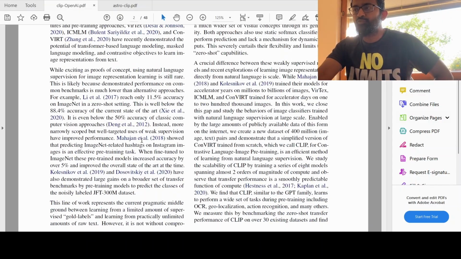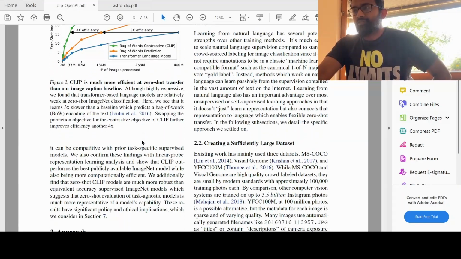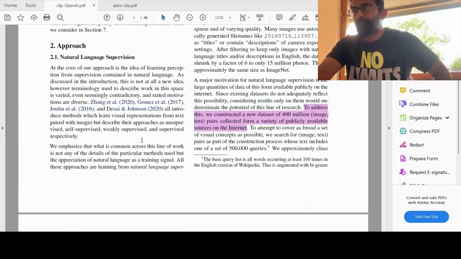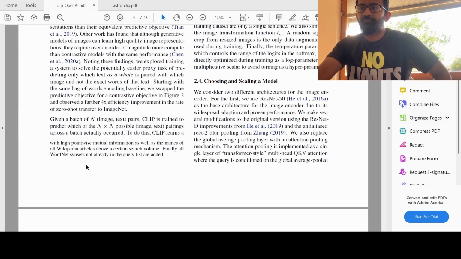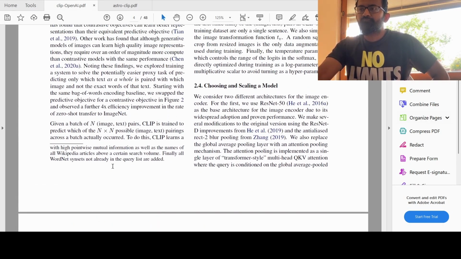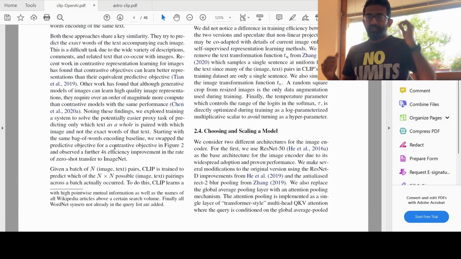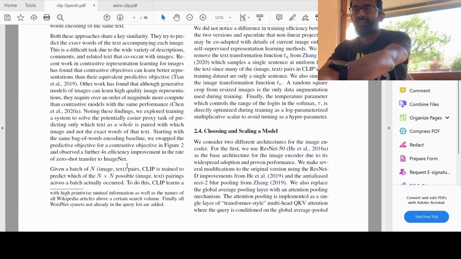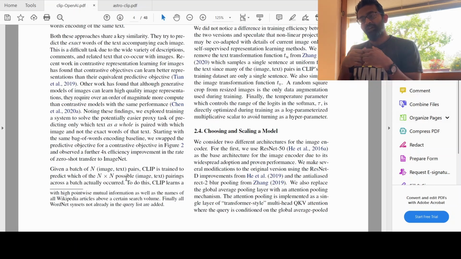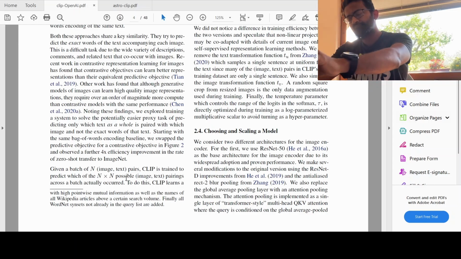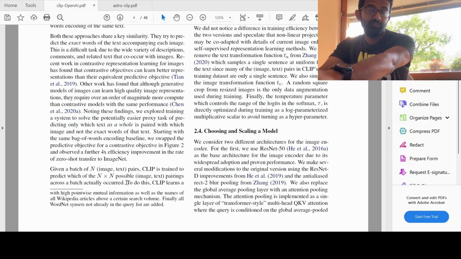So how do they do it? In the paper there is a very nice description. First they curate a dataset with N image-text pairs. And then of course, with N images and N texts, you have N times N possible combinations, so N squared combinations.